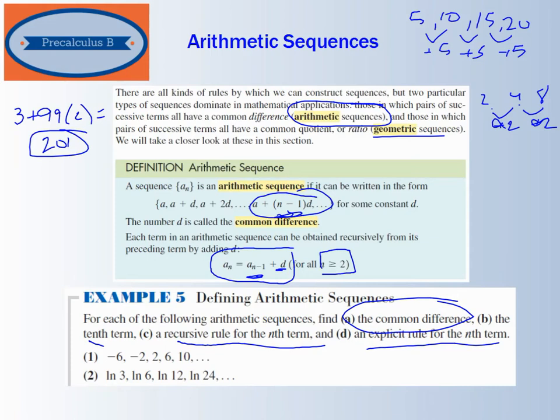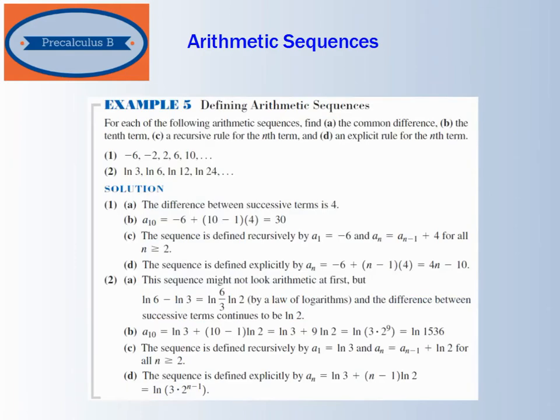Welcome back. So you should have had the chance to attempt to find those values for 1 and 2, the formulas for the rules for the sequences, as well as the common difference and the 10th term. So let's take a look at the solutions. In the first one, the common difference between the terms, we're adding 4 each time. It's a plus 4 each time. So that was the common difference. We call that d.